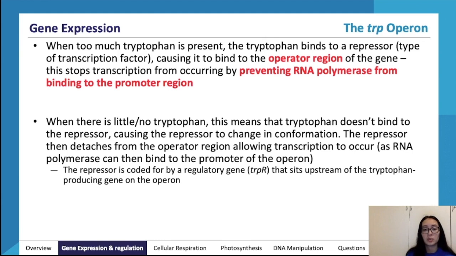When there is little or no tryptophan, this means that tryptophan doesn't bind to the repressor, and it causes the repressor to actually change in conformation. The repressor will then detach from the operator region, and this allows transcription to occur, as RNA polymerase can then bind to the promoter of the operon.